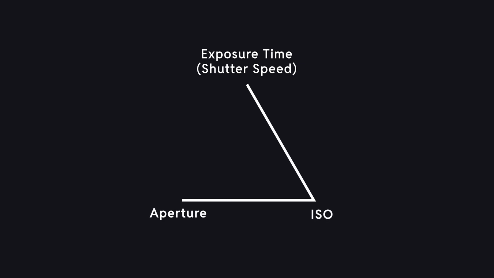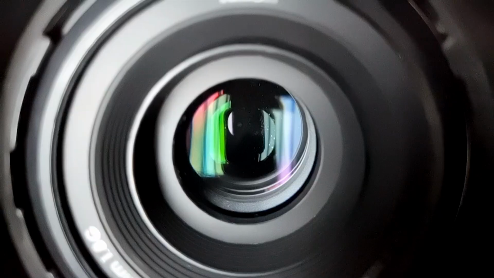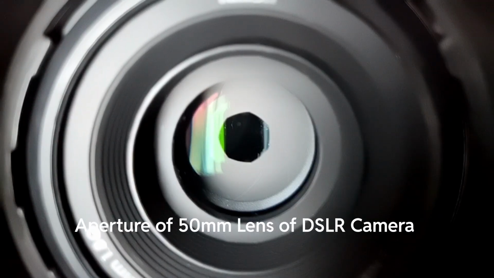When you're not using Pro Mode, your phone automatically adjusts settings to achieve a balanced exposure. It uses three parameters known as the exposure triangle: exposure time or shutter speed, ISO, and aperture. However, in 99% of smartphones, aperture isn't adjustable. The reason is beyond the scope of this video, so we'll only focus on exposure time and ISO.